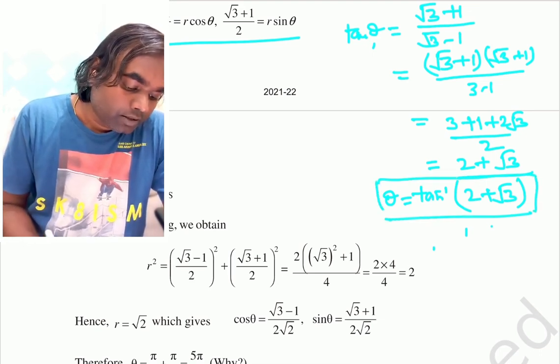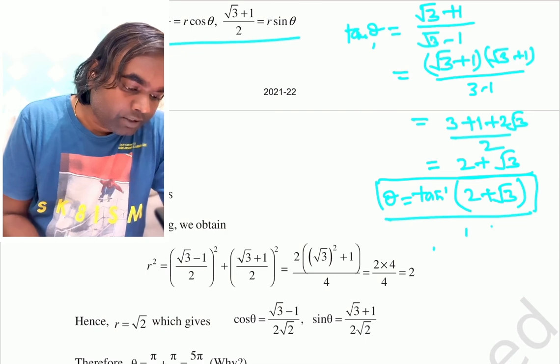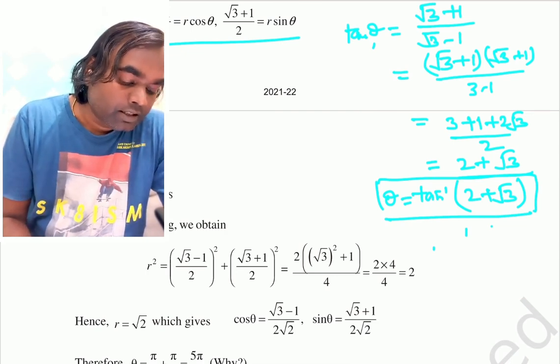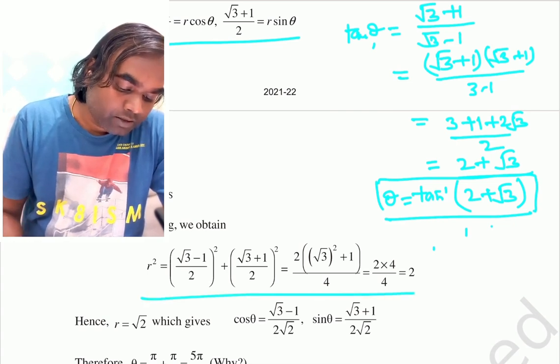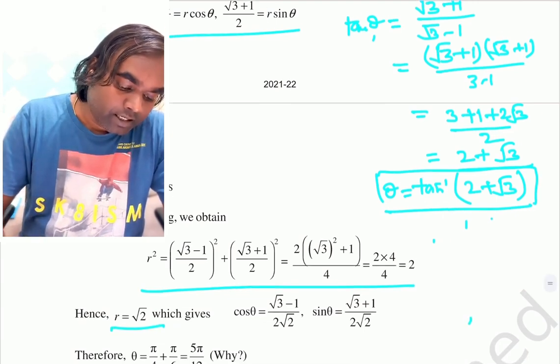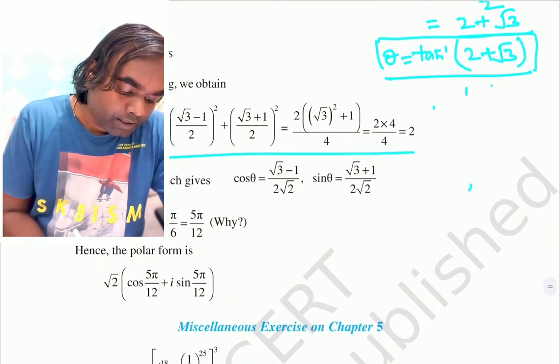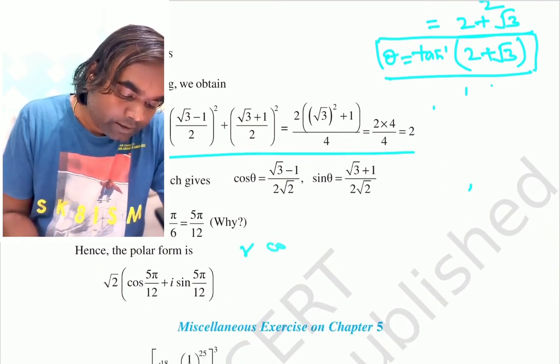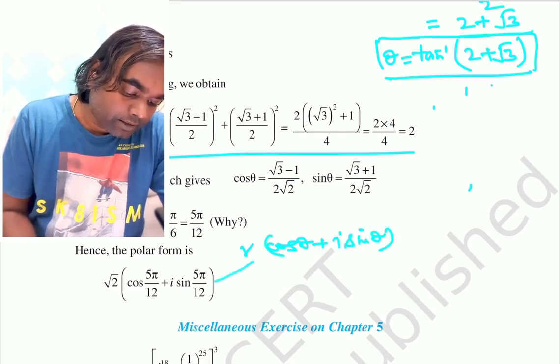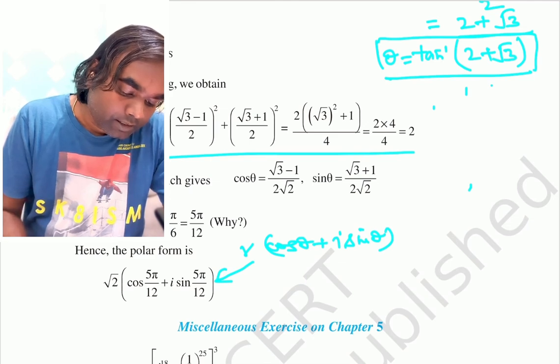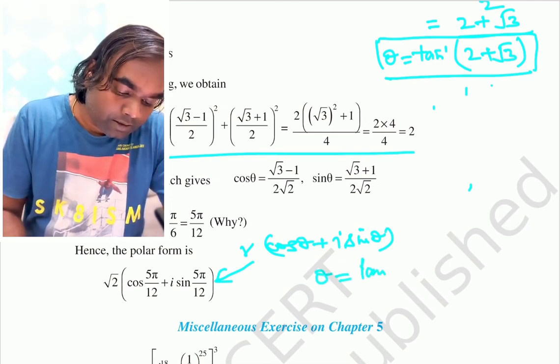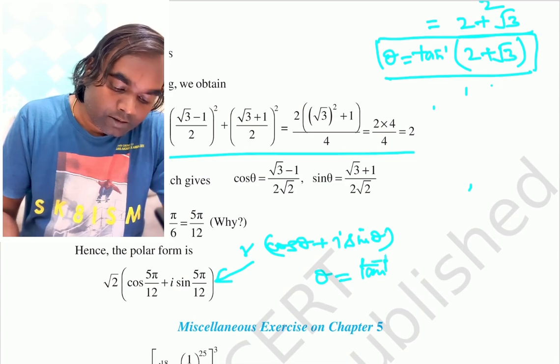Now the value of r can be calculated by squaring r cos theta and r sin theta and then adding them. So you will get r square is equal to this. So r is equal to square root 2. Therefore we can write this in polar form as r times cos theta plus i sin theta, that is this value, where theta is equal to tan inverse 2 plus square root 3.